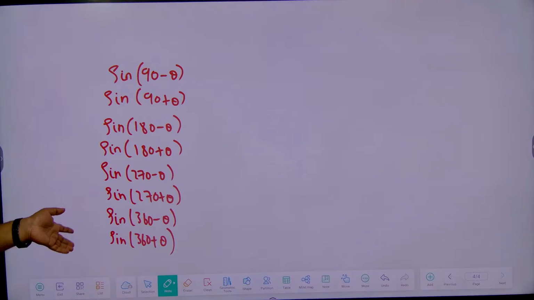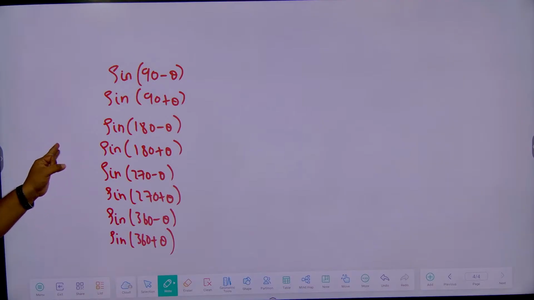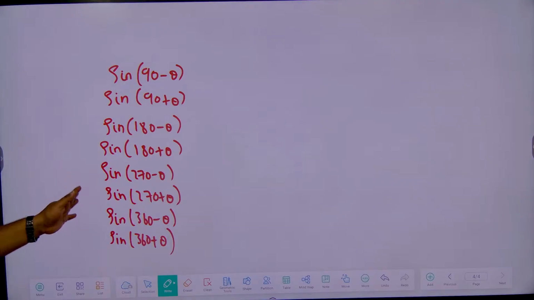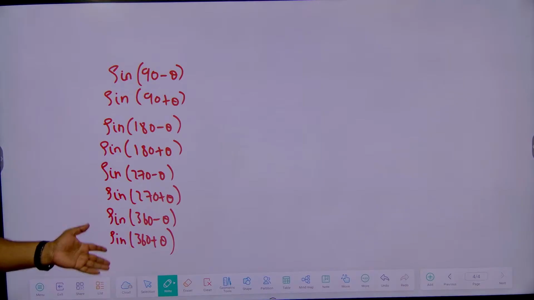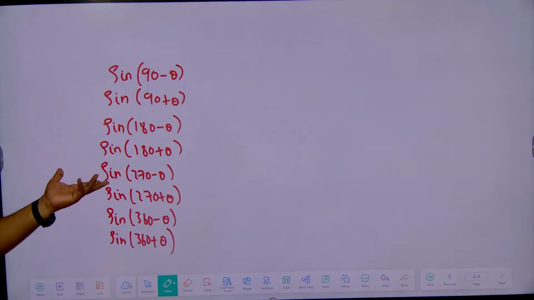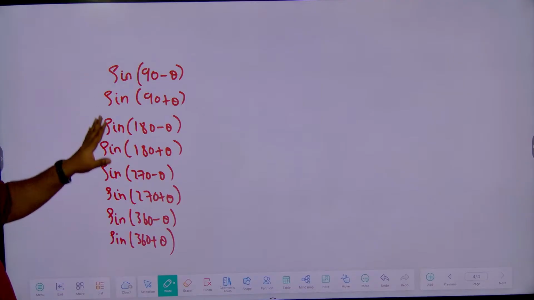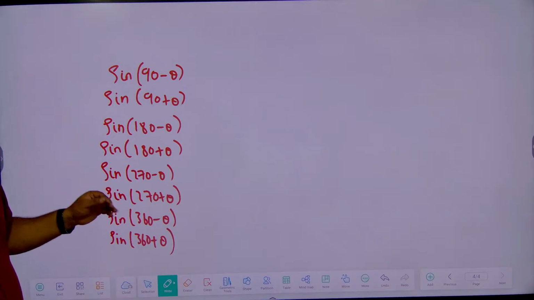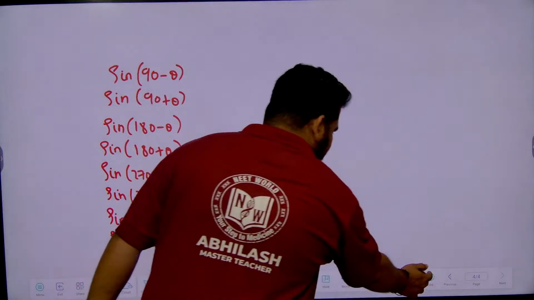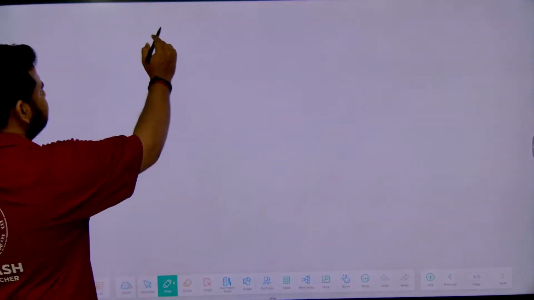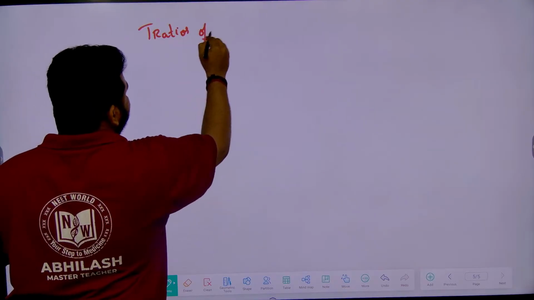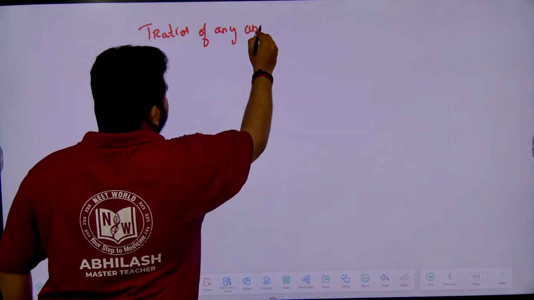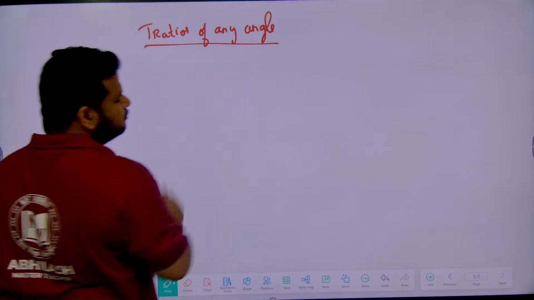I am writing only for sine, so you have to know for cos also, tan also, cot also, cosecant also, secant also. So many formulas will come, but I don't want you to learn the formulas by heart. Without memorizing the formulas, we can still solve the question and get the values. How? I will tell you now. No need to remember these formulas. For that we have certain tricks. So how to find trigonometric ratios of any angle without using the formula?